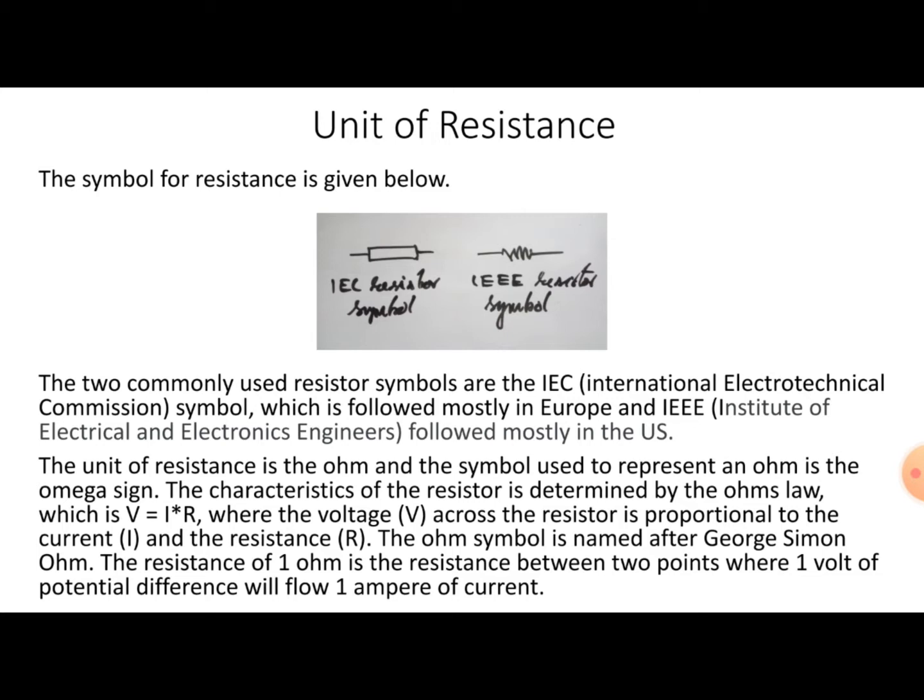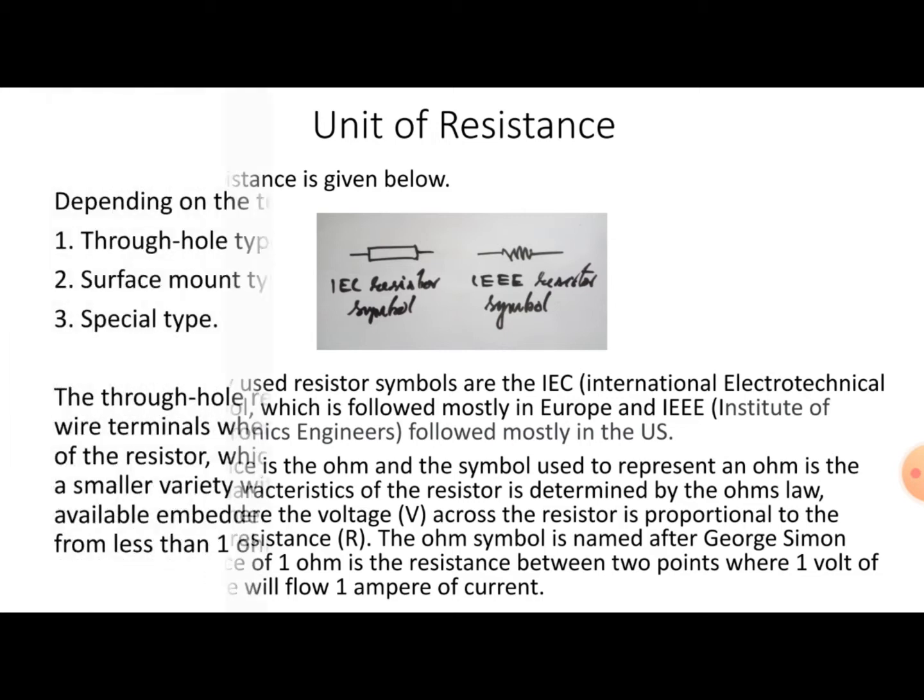The characteristics of the resistor is determined by Ohm's law, which is V equal to I into R, where voltage V across the resistor is proportional to the current I and the resistance R. The ohm symbol is named after George Simon Ohm. The resistance of 1 ohm is the resistance between 2 points where 1 volt of potential difference will flow 1 ampere of current.